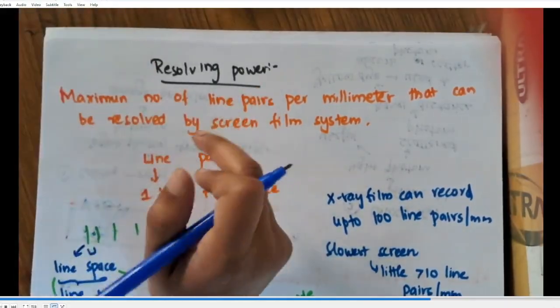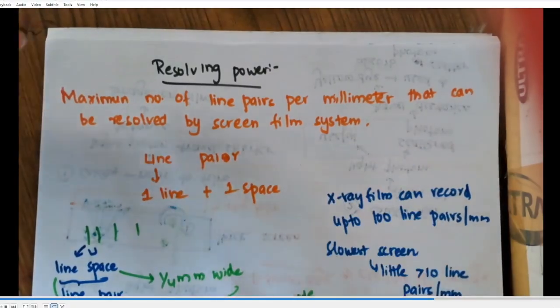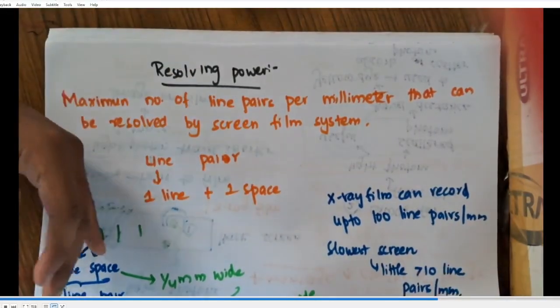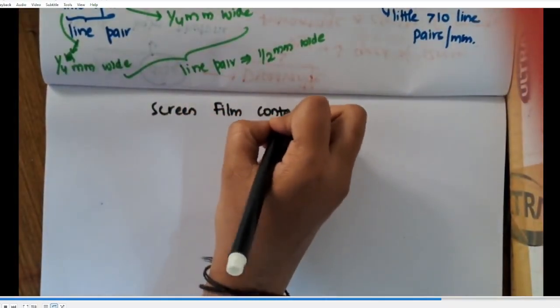So resolving power is the maximum number of line pairs per millimeter that can be resolved by the screen film system. The more the line pairs, the more the resolving power. So X-ray film can record better line pairs than the slowest screens.